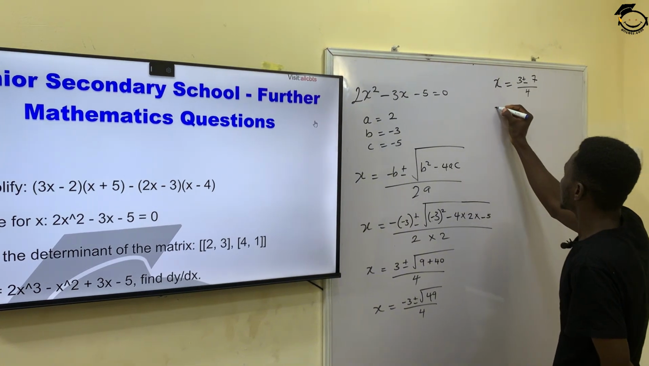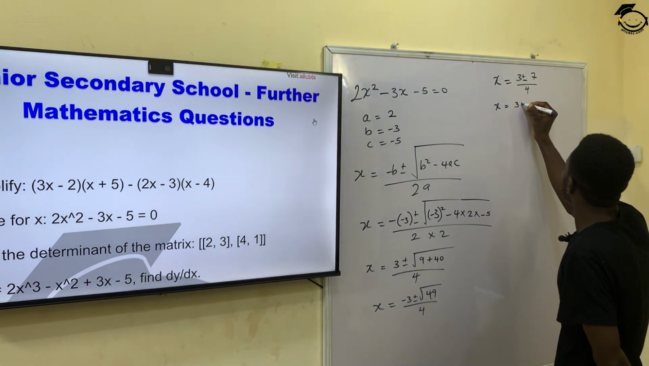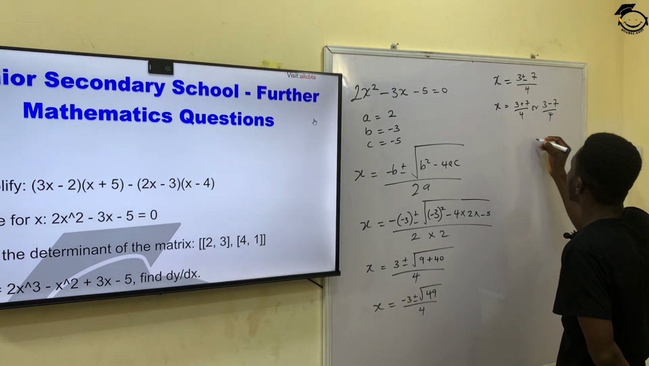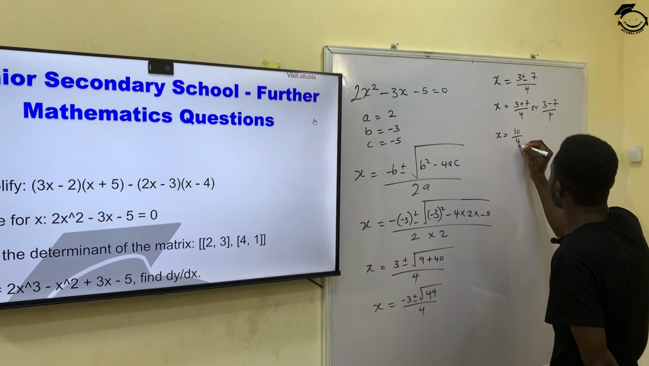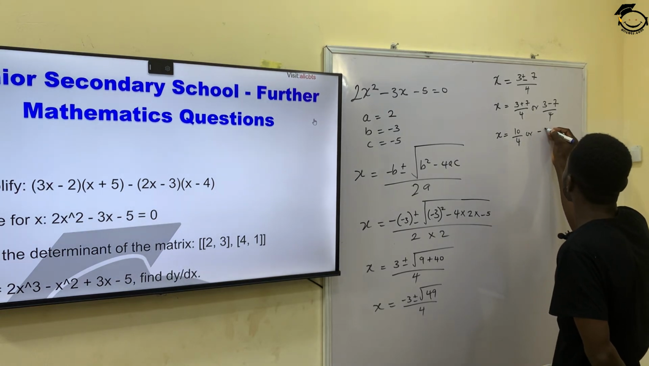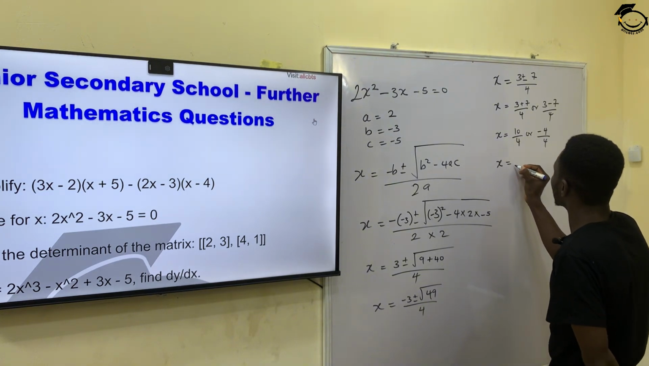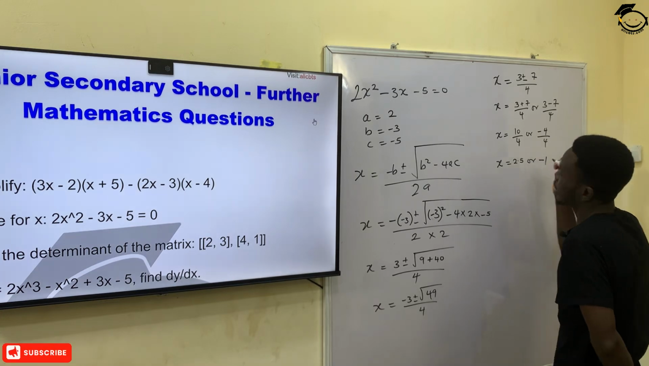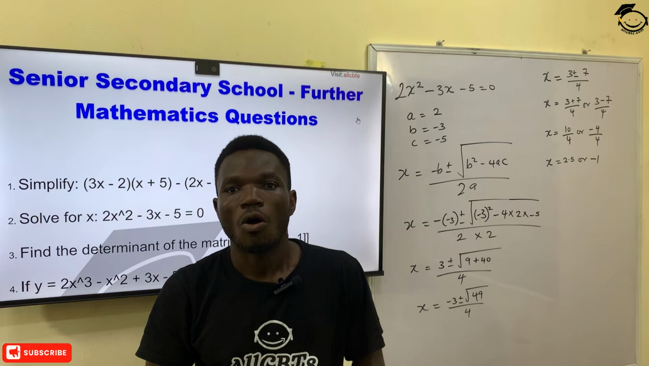This can be rewritten to mean that I have my x to be equal to 3 plus 7 over 4, or 3 minus 7 over 4. So this means that my x is equal to 10 over 4 or minus 4 over 4. So this means that my x is equal to 2.5 or minus 1. So the correct answer to this question is 2.5 or minus 1.